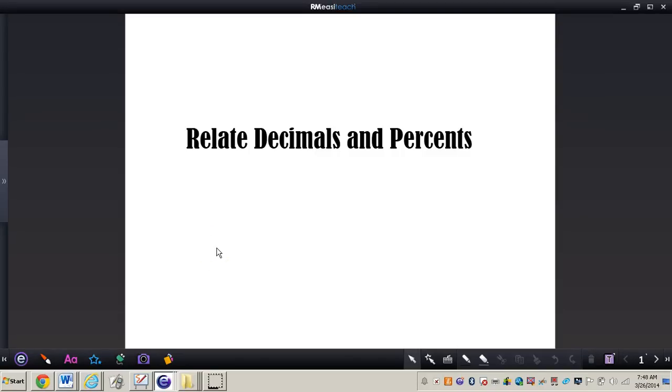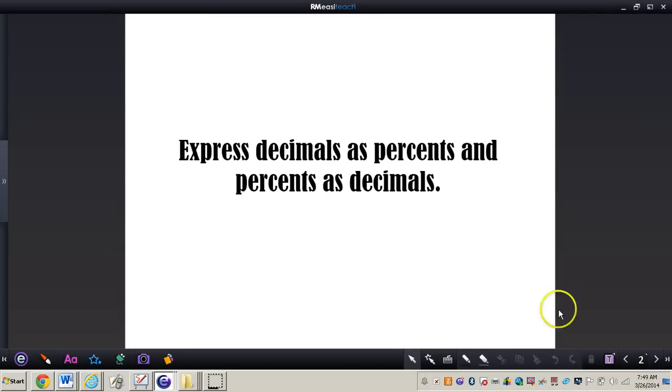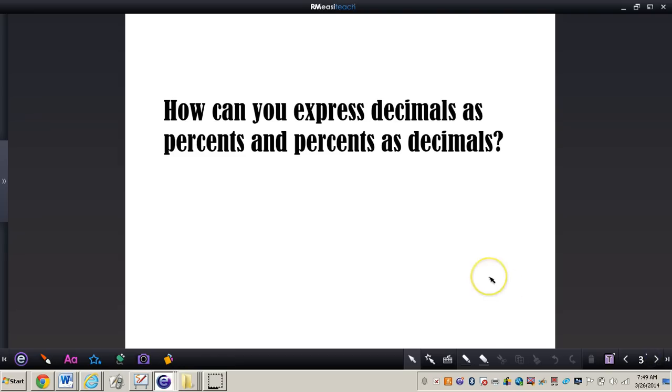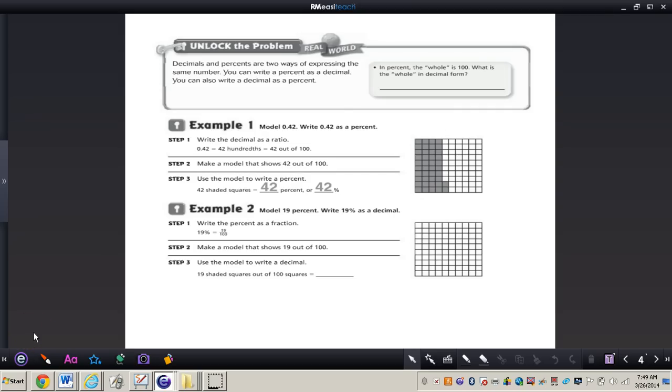In this video, we are going to take a look at relating decimals and percents. And the goal for the video is to express decimals as percents and percents as decimals. Now, the essential question that we are going to try to answer throughout the video is how can you express decimals as percents and percents as decimals. So I want you to open up your standards practice book to page 253, and we're going to talk about a few things and unlock this idea.